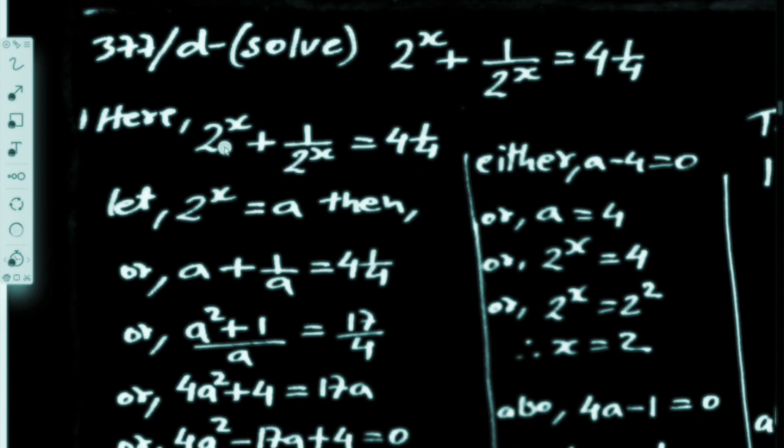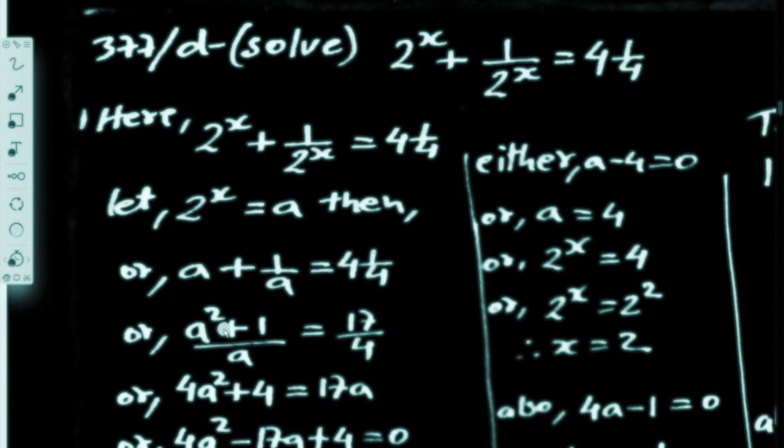Here, 2 power x should be replaced by a single variable. So, let 2 power x equal a. Then 2 power x means a, plus 1 by 2 power x means 1 by a, equals 4, 1 by 4. Now this a should be multiplied by a. a into a means a square, plus 1 by a equals, now 4 into 4, 16 plus 1, 17 by 4.